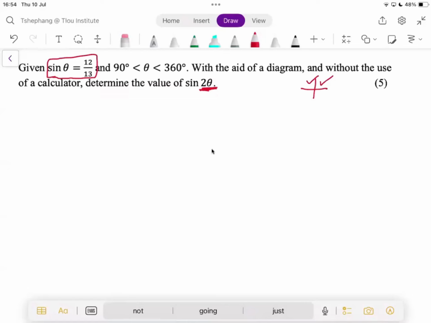And let's look at the next restriction. Theta lies between 90 and 360. So between 90 and 360 is either there, or here. Now, which one has two ticks? Which quadrant has two ticks? Quadrant number 2 has two ticks. So it means that our diagram is going to be in there. This is 90 degrees. Immediately, this is going to be 12, and R is going to be 13.